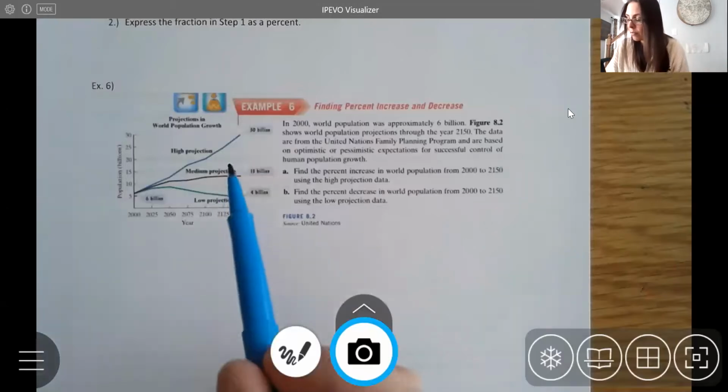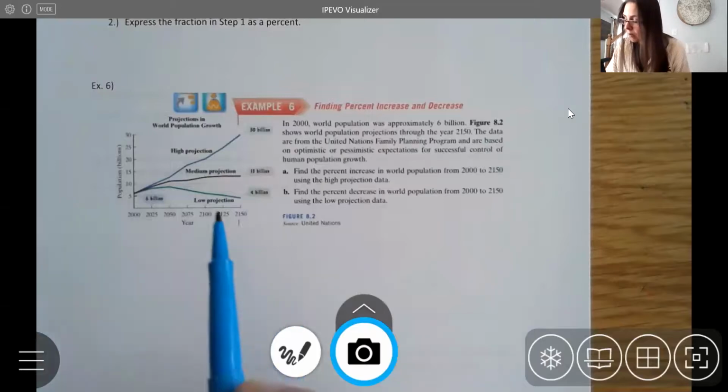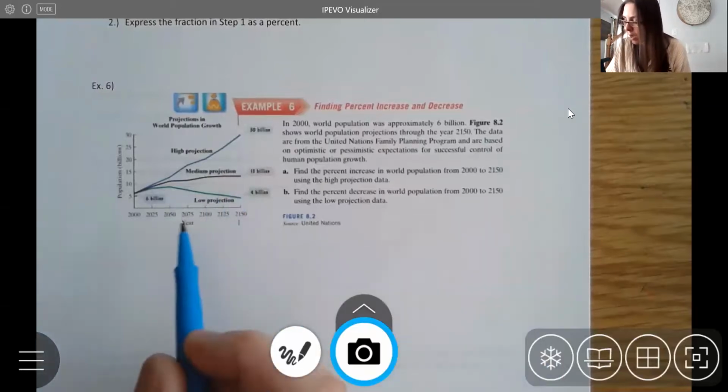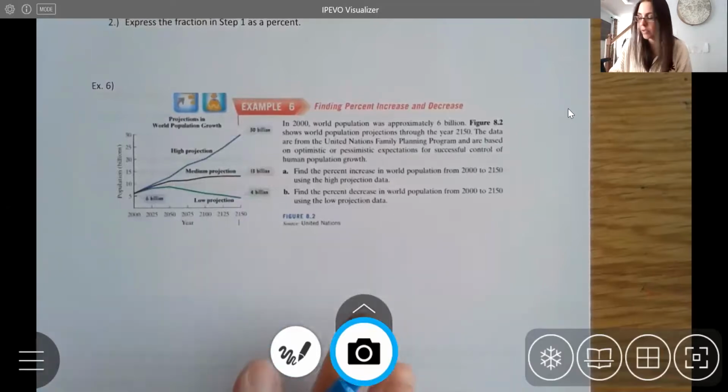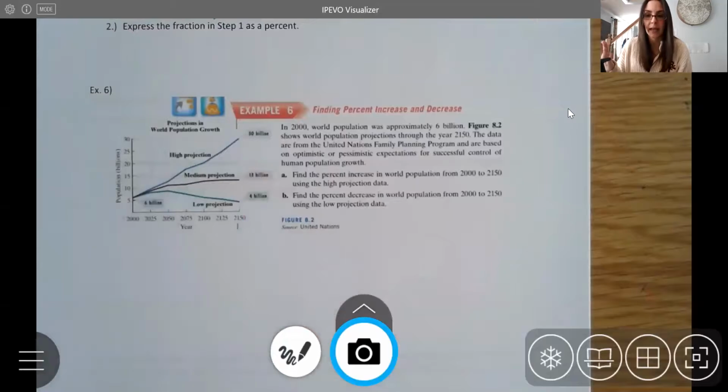Okay, so you have 3 different projections here on what we think could happen with the population of the world over the next 150 years. Starting with 2000, right? So beginning in 2000 for about 150 years. And they have 3 different projections, right? Because we don't know exactly what's going to happen.